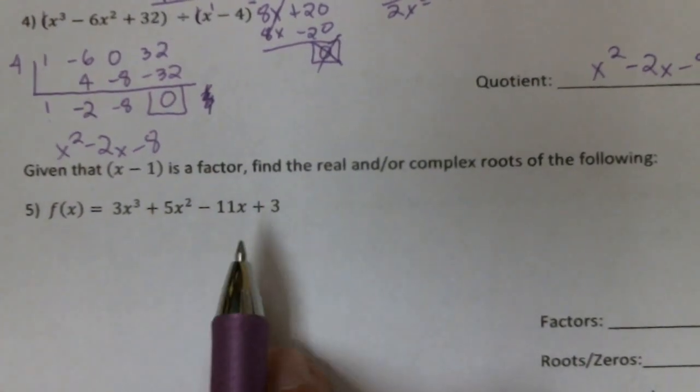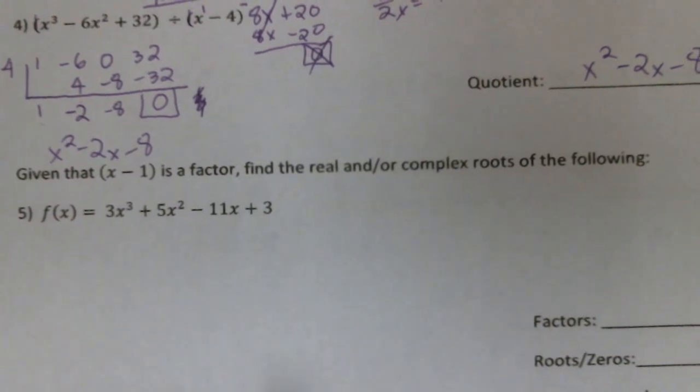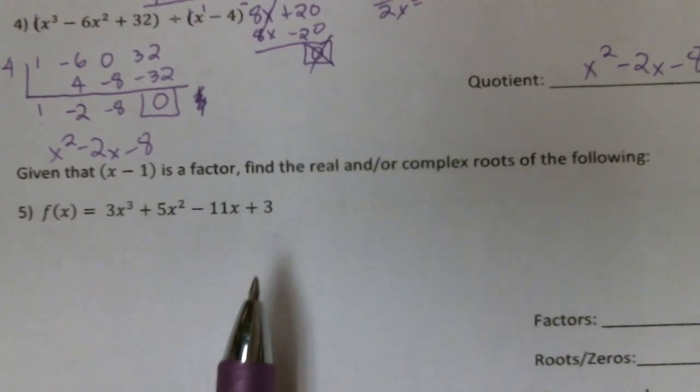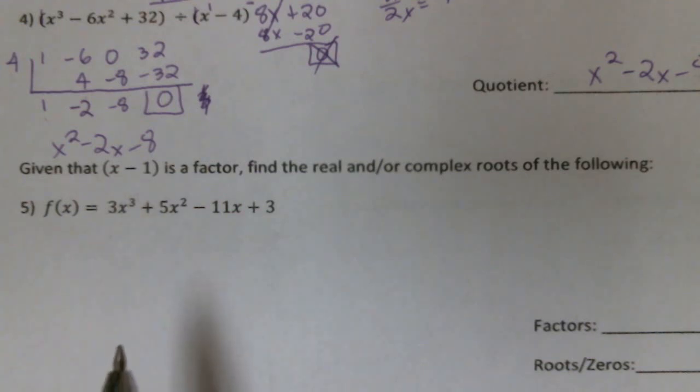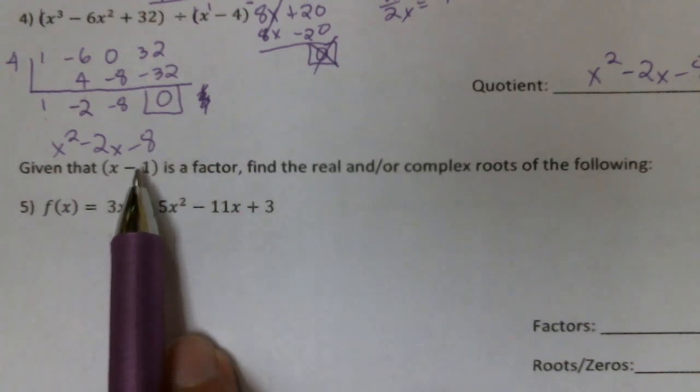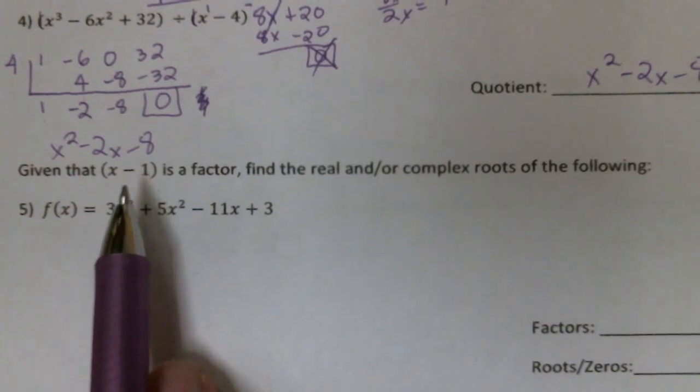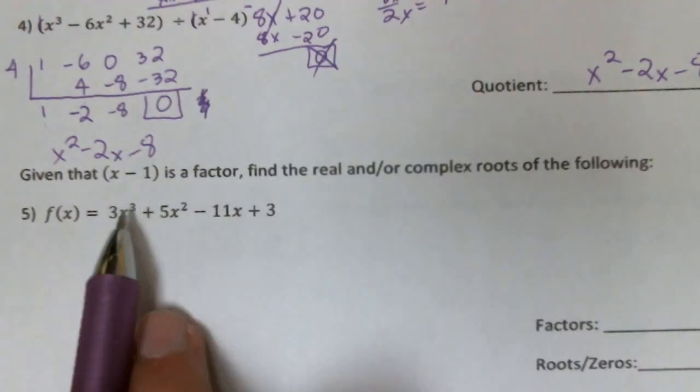Okay, so here is where, if they don't give us a factor, we would need our rational roots theorem, but in this case they give us the factor, okay? So they're basically telling us that 1 is one of our zeros, 1 is one of our x-intercepts. All right, so I can use synthetic division using this factor.